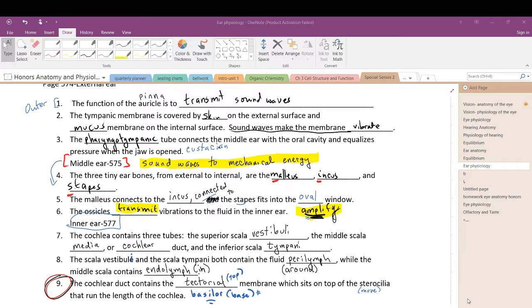Well, the tympanic membrane vibrates. That's going to set the three ear bones vibrating, the malleus, incus, and stapes. Now, they're all connected to one another. So, number five, the malleus is connected to the incus, which is connected to the stapes. And the stapes fits inside the oval window, which I'll show you in a bit. The ossicles are going to transmit those vibrations, that mechanical movement.